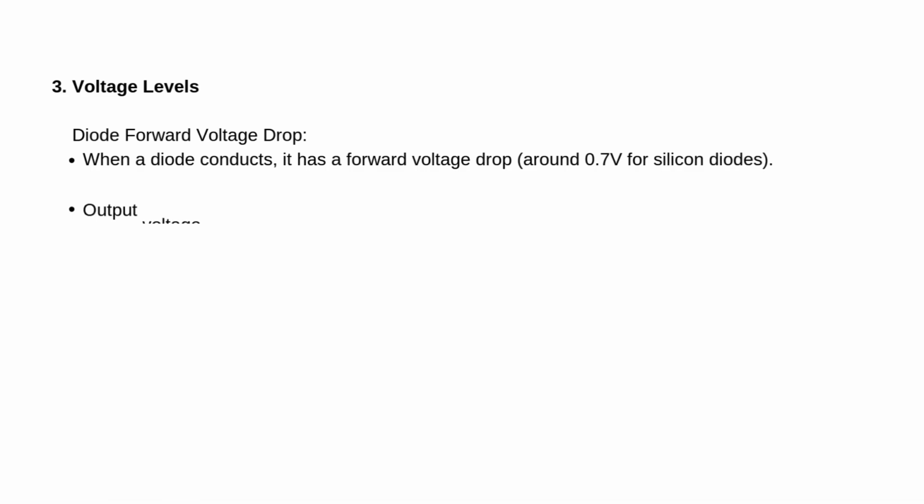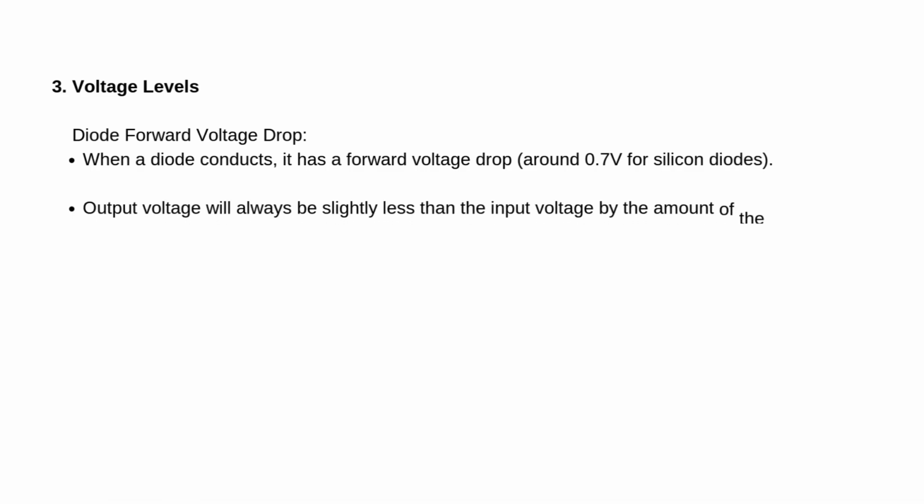Next, let's consider the voltage levels in the circuit. When a diode conducts, it introduces a forward voltage drop of 0.7 volts for silicon diodes. This means the output voltage is slightly less than the input voltage by this amount. For example, if your input is 5 volts, the output will be around 4.3 volts. This is a key characteristic of diode-based logic circuits.